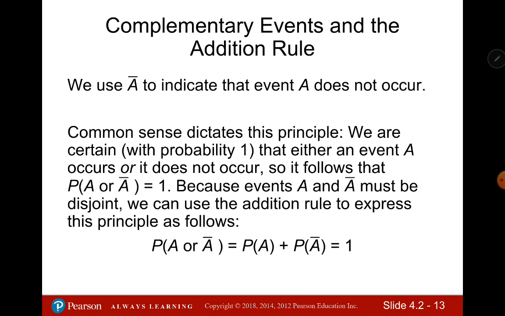So here are some properties of complementary events. We will say A or A bar. A happens or A does not happen. So A and A bar are disjoint because they cannot happen at the same time, right? So we can use the addition rule. We only have 2 terms in the addition rule because the last term, A and A bar, will be 0. So we can get this conclusion: P(A) plus P(A bar) equals 1.